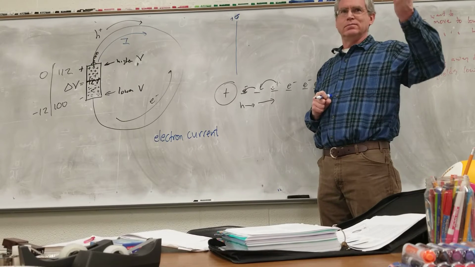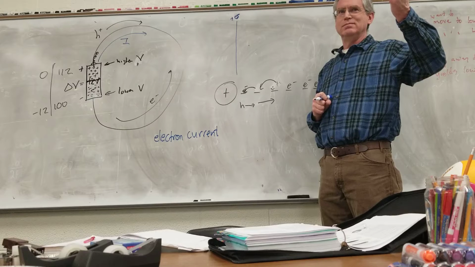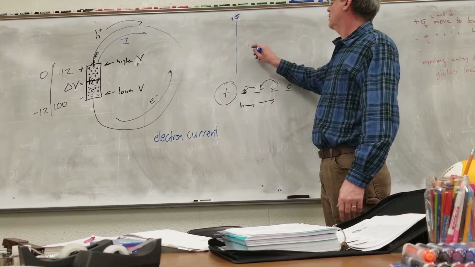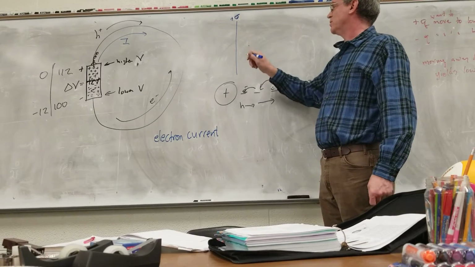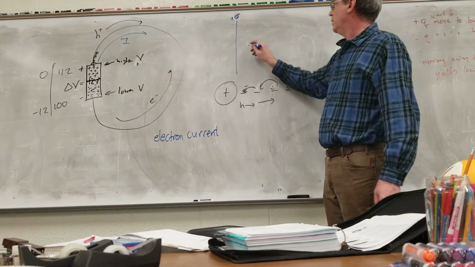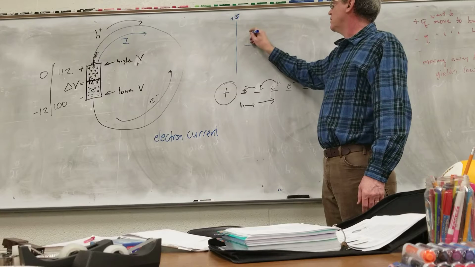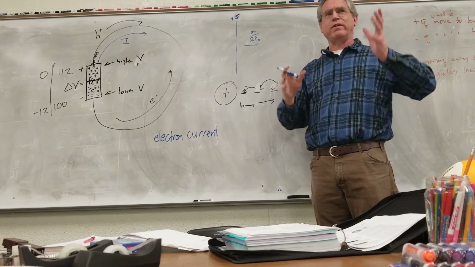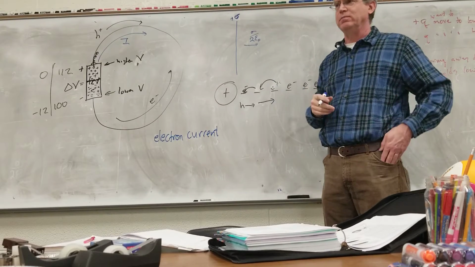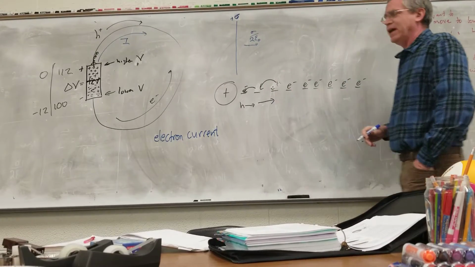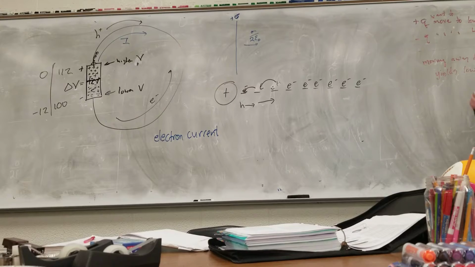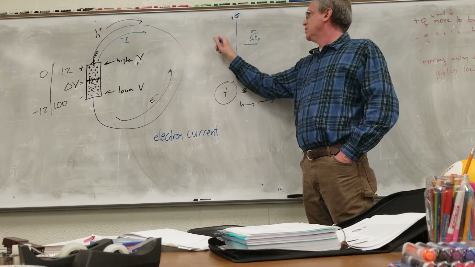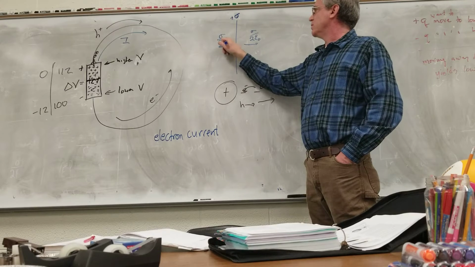Sigma over 2 epsilon, epsilon sub naught or epsilon sub zero, whichever one. All right, so the electric field here is sigma over 2 epsilon sub naught if it's free space. If I got something sitting there, it will be something different. It'll be just epsilon. But right now, let's just assume there's nothing there. The vacuum of space. And over here, it's sigma over 2 epsilon sub naught.